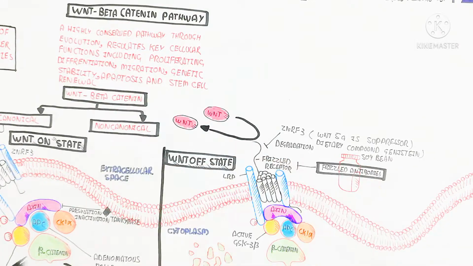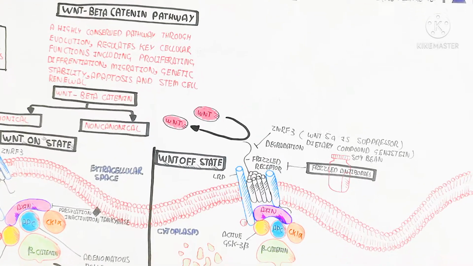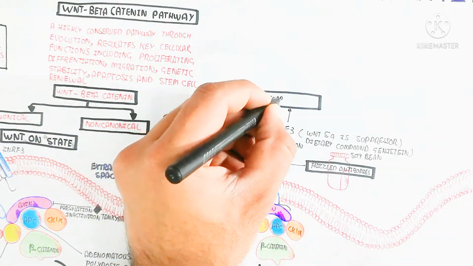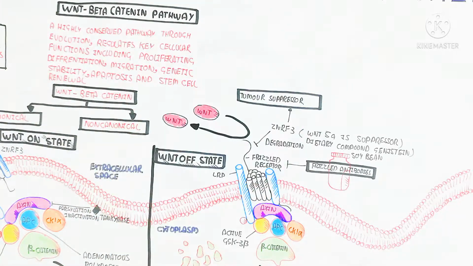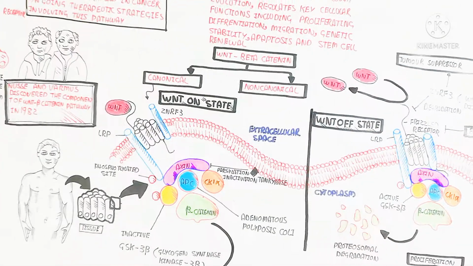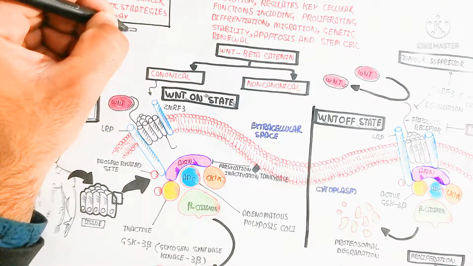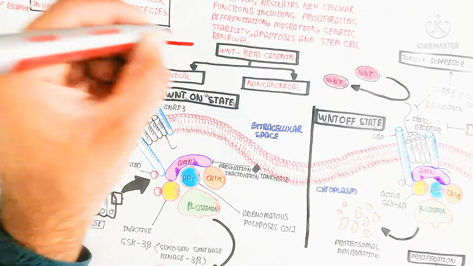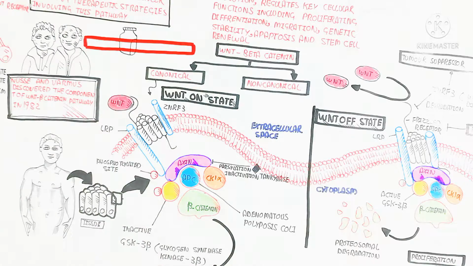While here is a Frizzled antibody used as a chemotherapeutic agent, which will inhibit the Frizzled receptor. After the inhibition, the Wnt will not bind with the Frizzled receptor. After this non-binding with the Frizzled receptor, that means the beta catenin will be degraded.